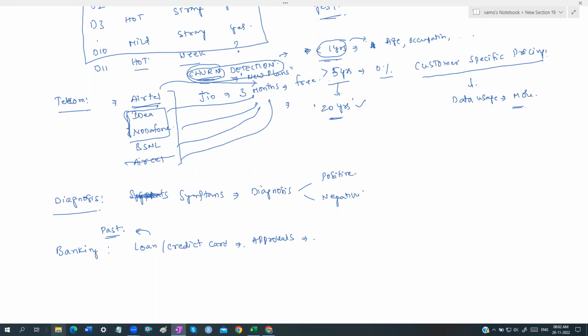So like that, we can talk about so many use cases. Now it has gone to a very, very high level. It's not only for the business perspective. There are so many advanced applications that we are going to be using.